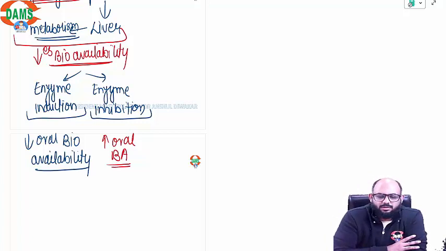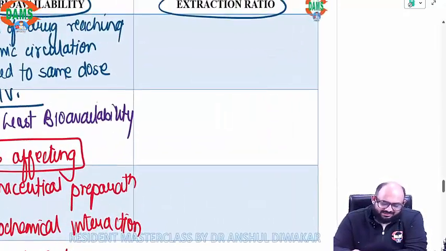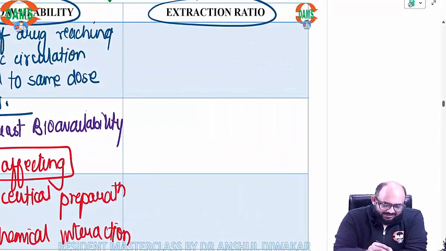Will increase oral bioavailability. Okay? So this is bioavailability. Next is extraction ratio. What is extraction ratio?